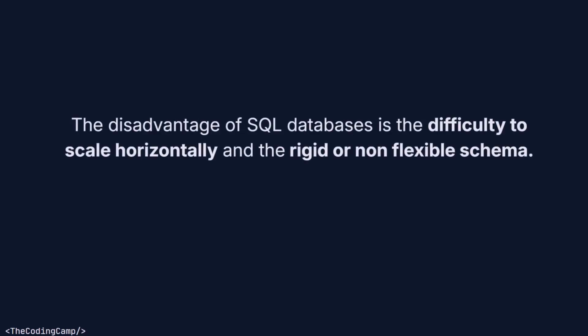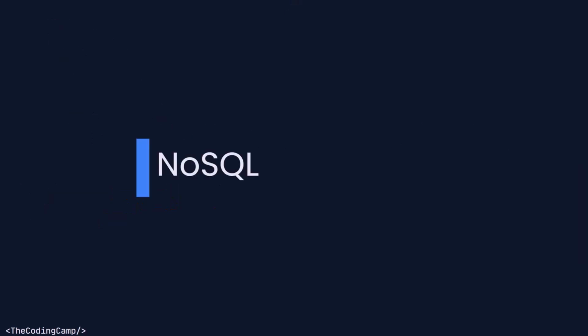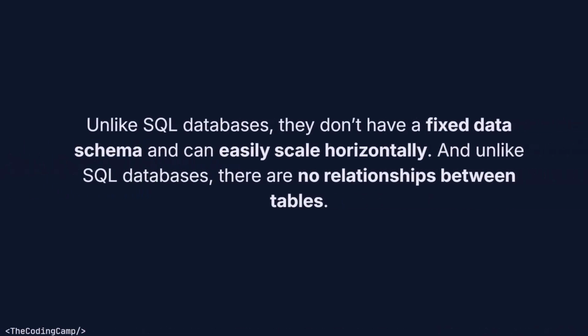The disadvantage of SQL databases is the difficulty to scale horizontally and the rigid or non-flexible schema. Some popular SQL databases are MySQL and PostgreSQL. NoSQL is an abbreviation for not only SQL. These are databases that store and retrieve data in ways that are optimized for scalability, speed, and flexibility, not just structured tables. Unlike SQL databases, they don't have a fixed data schema and can easily scale horizontally. And unlike SQL databases, there are no relationships between tables.